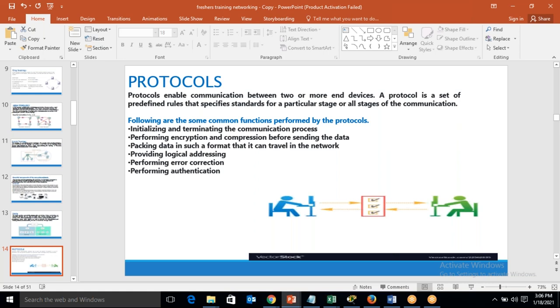Another function is performing encryption and compression before sending the data. If you want to compress the data before sending it, there will be a protocol for compression. If you want to perform encryption before sending the data, even for that there are protocols. Can you give me any encryption examples, Hitesh, as you are from the security background? WhatsApp is using end-to-end encryption. Yes, exactly. And for example, Secure Socket Layer and Transport Layer Security are different encryption technologies.